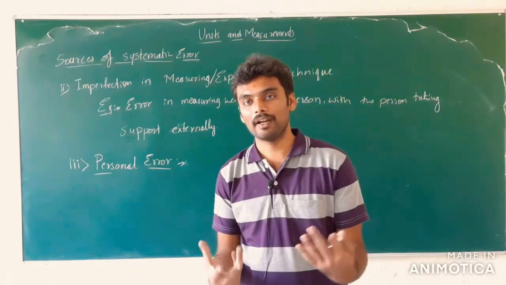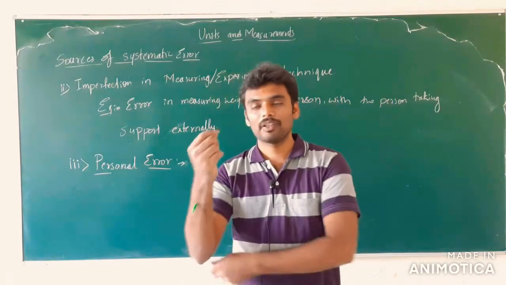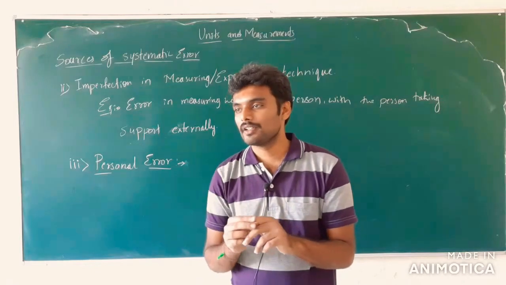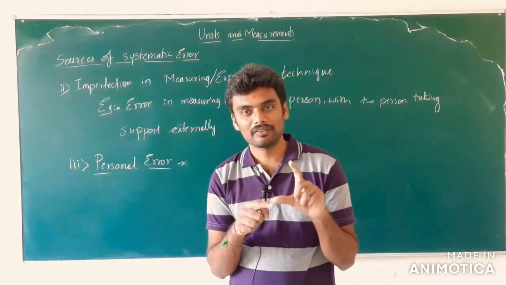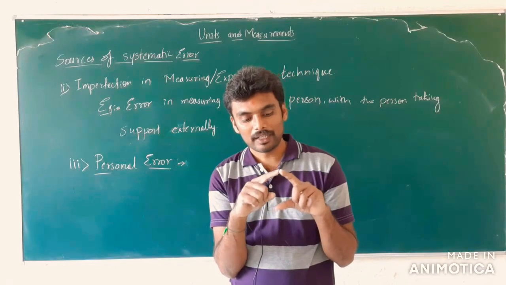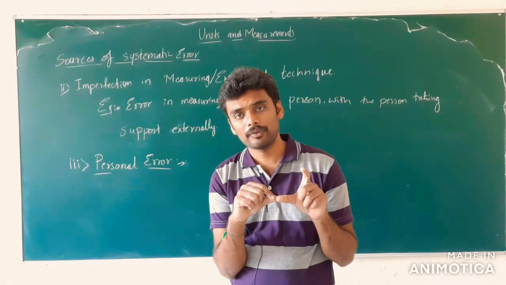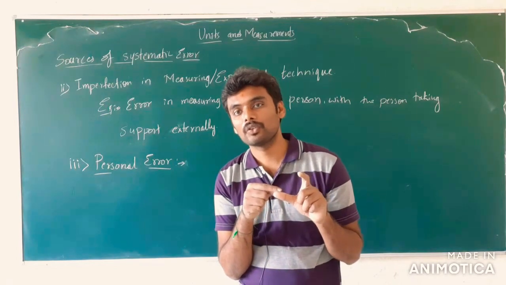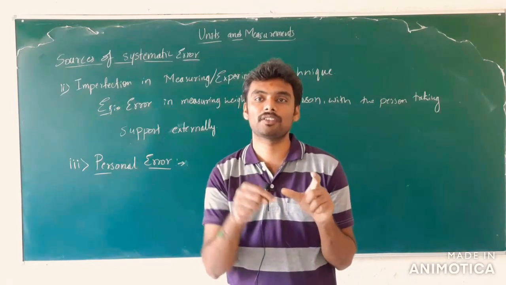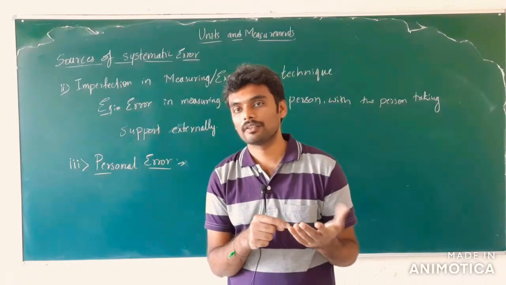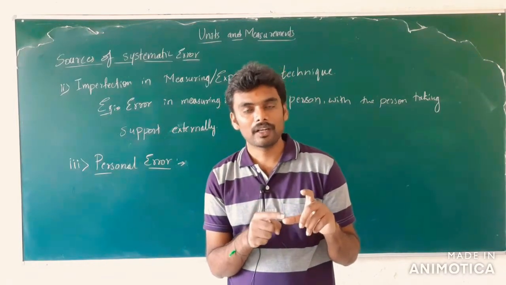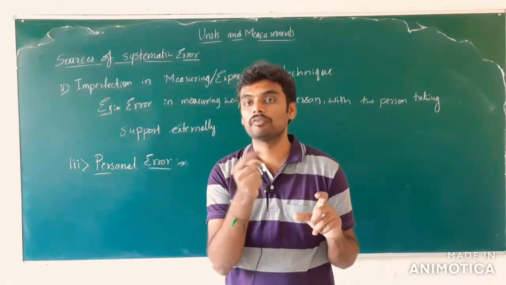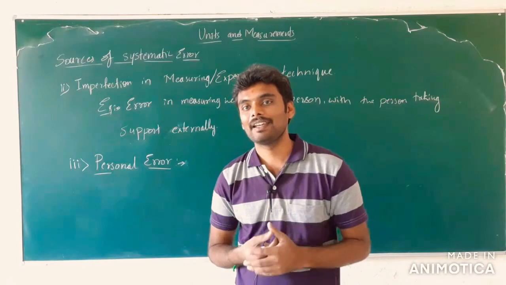What is individual bias? See, this might have happened between you and your friend. When you measure the length of a line, you might see the reading as 5.5 centimeter, but your friend sees the same reading and says, no, it is not 5.5, it is 5.6. And one more friend observes it and says, it's not 5.5 or 5.6, it's actually 5.4. So why is this error happening?